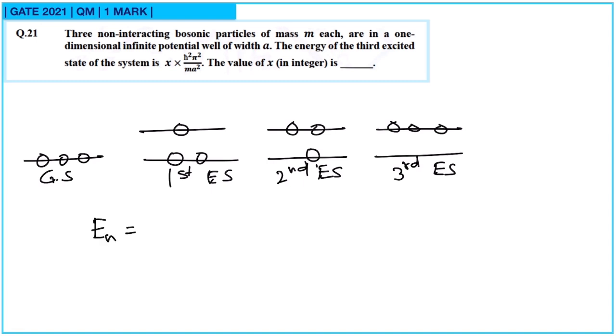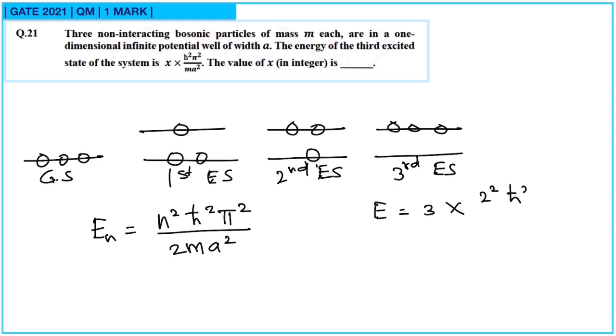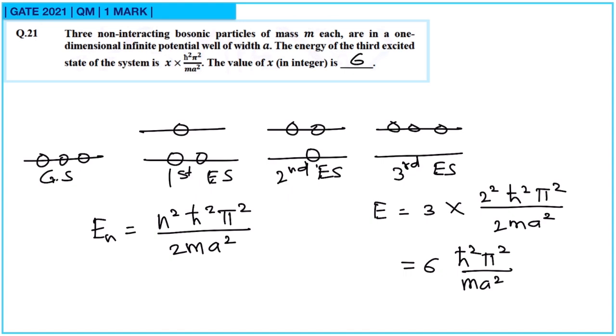So En will be n square h cut square pi square upon twice m a square. And for this third configuration, I can write E is equal to all the particles are in this state. So this will be 3 into 2 square h cut square pi square upon twice m a square. So this is 2 into 3. So that means 6 into h cut square pi square upon m a square. So answer is 6. And answer given in the answer key is 5 to 6.